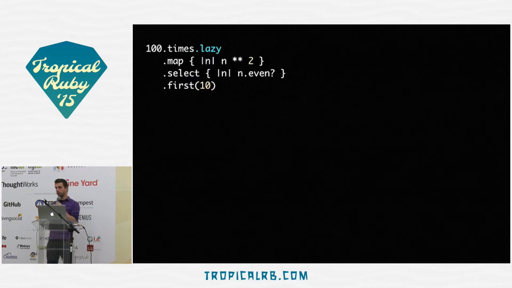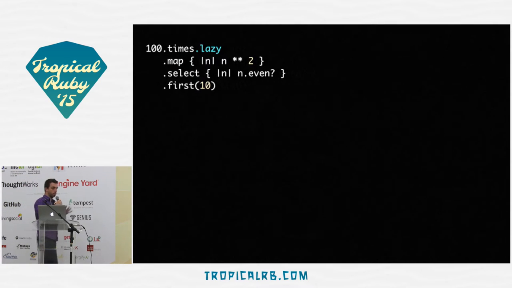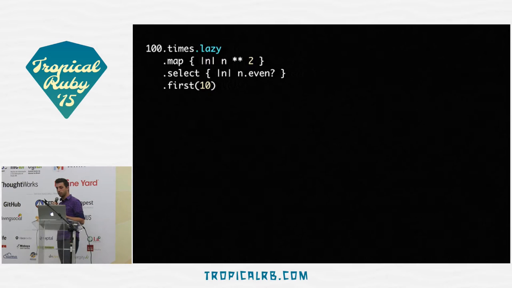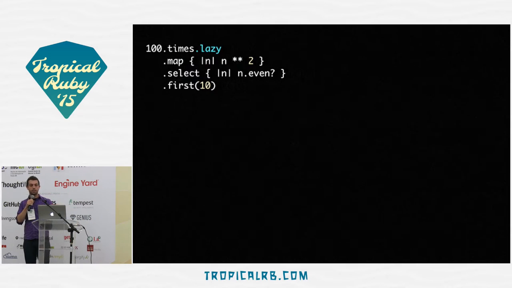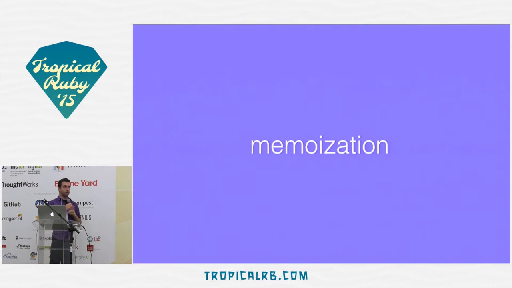This is the operation where lazy really shines. The operation where lazy really shines is where you start with a large set and you end up limiting it at the end. The reason that it really shines here is that it doesn't have to perform operations for the things that don't eventually make it into the set. So when you're using lazy, keep that in mind, that you should use lazy in operations that will end up not performing some of the computations. So let's talk about memoization.